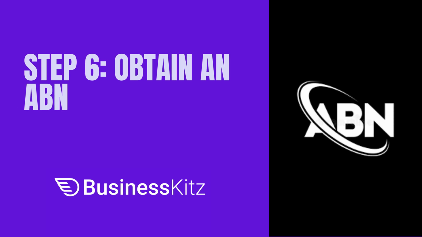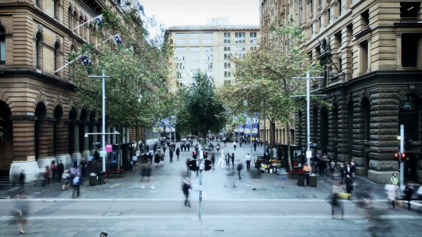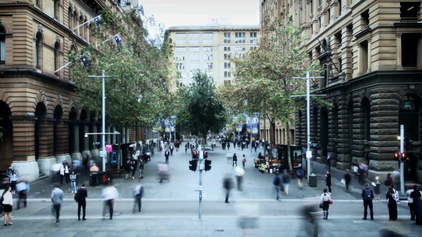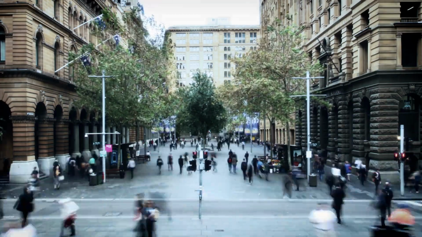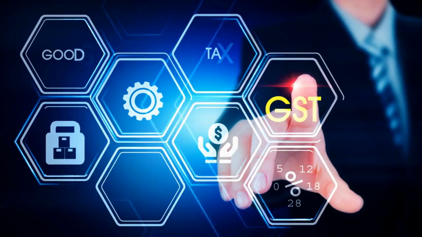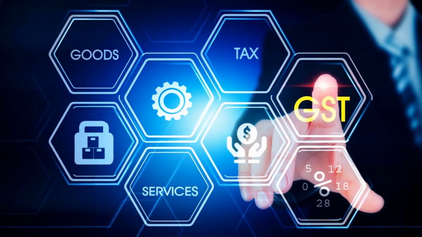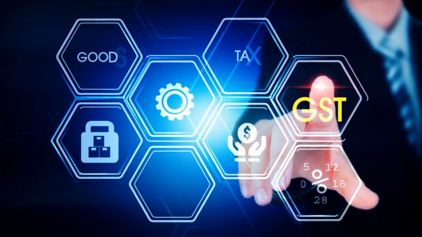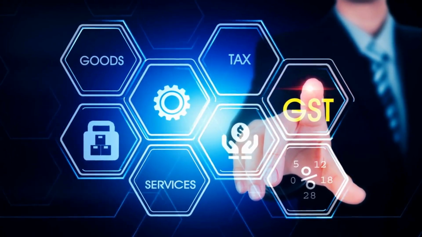6. Obtain an Australian Business Number, ABN. An ABN is a unique identifier for businesses in Australia. It is required to conduct business in Australia and can be obtained for free through the Australian Business Registrar website. 7. Register for Goods and Service Tax, GST. If a company expects to have a turnover of more than $75,000 per year, it must register for GST. GST registration can be done through the Australian Taxation Office website.